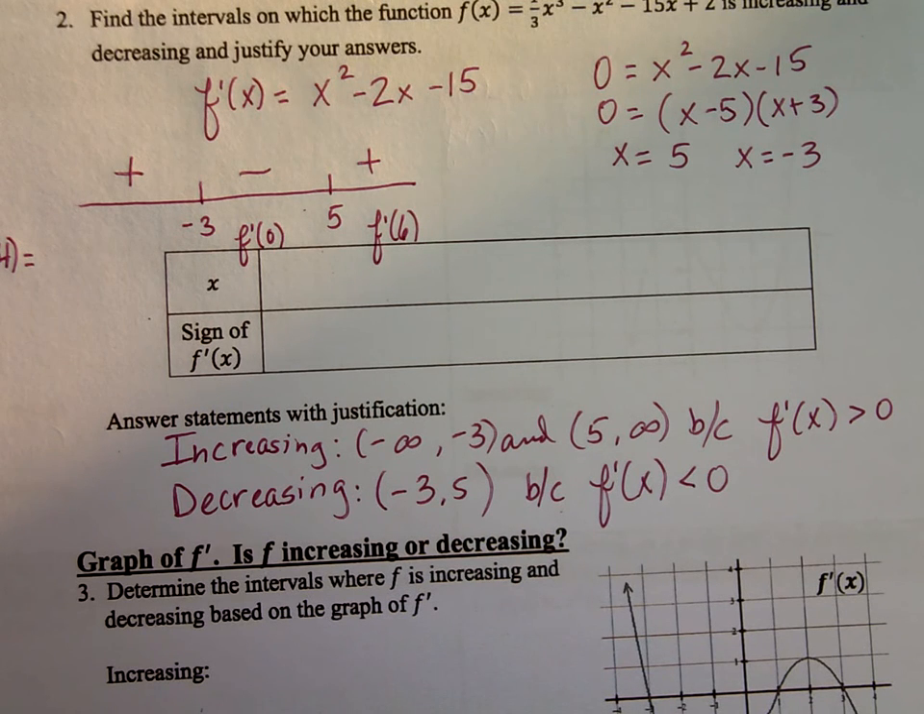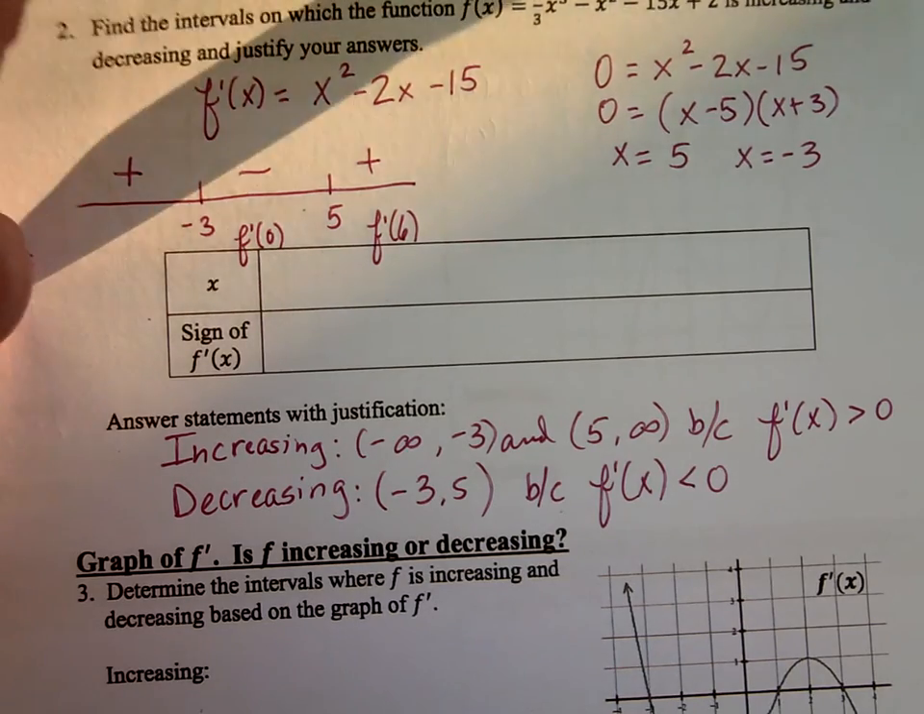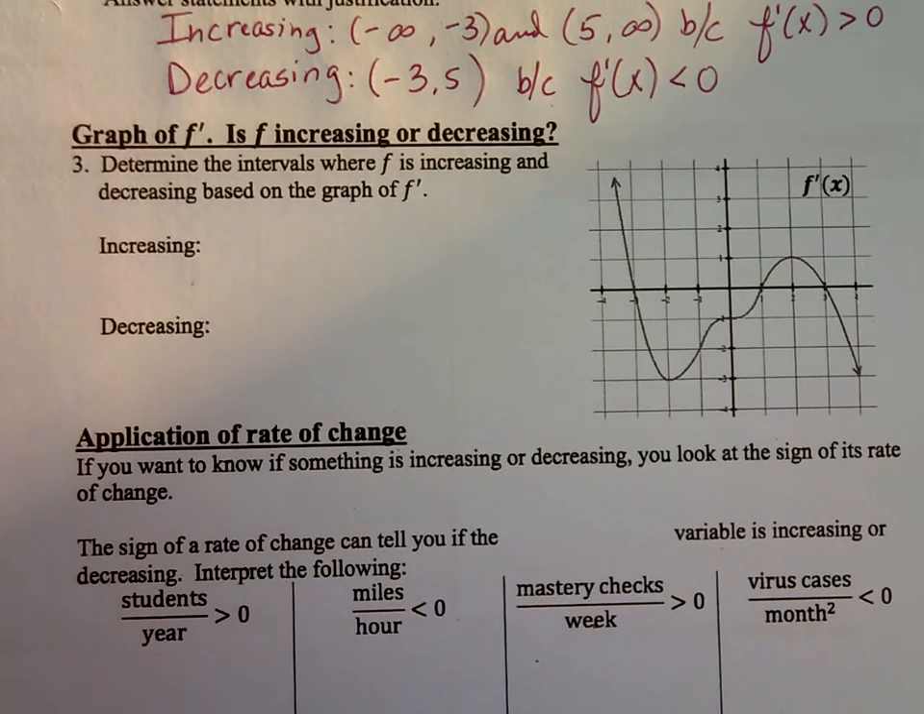Okay, number 3. So those are pretty simple, whether they give you a graph or whether they give you an equation. So number 3 says, okay, well, here's a graph, and this is the graph. You got to watch what graph they're giving you. They're giving you the graph of f prime of x.